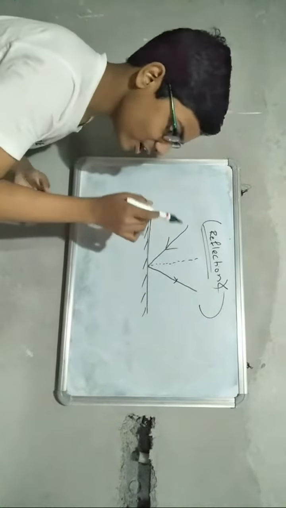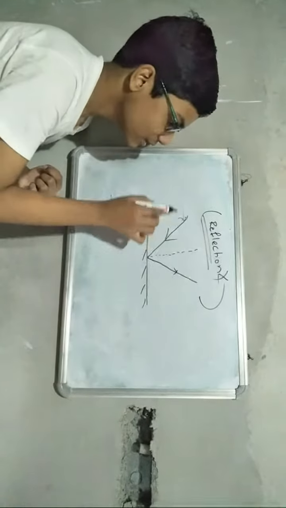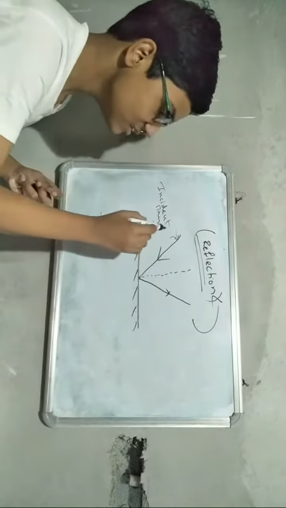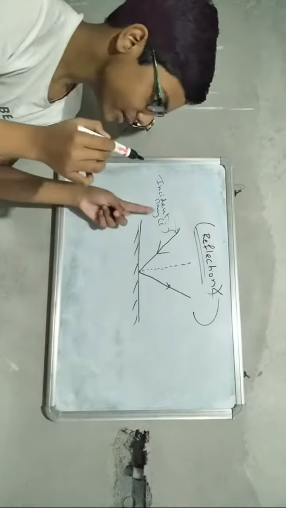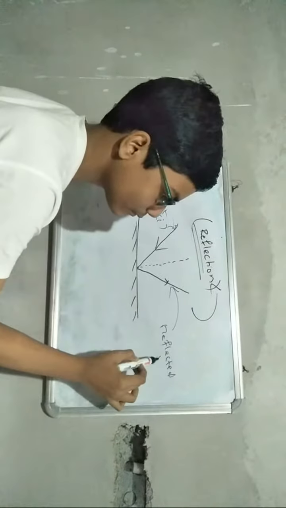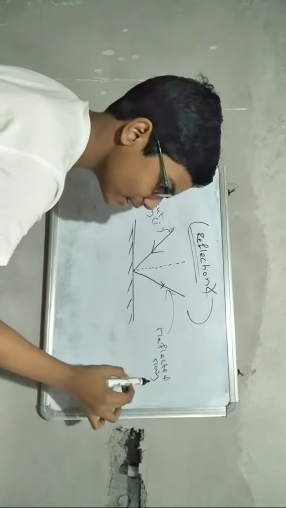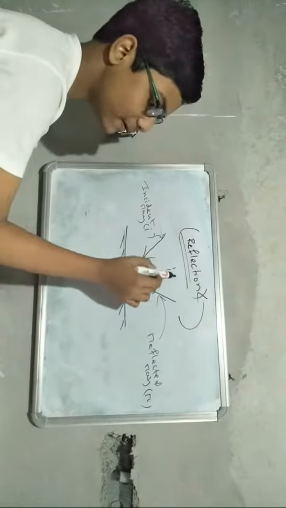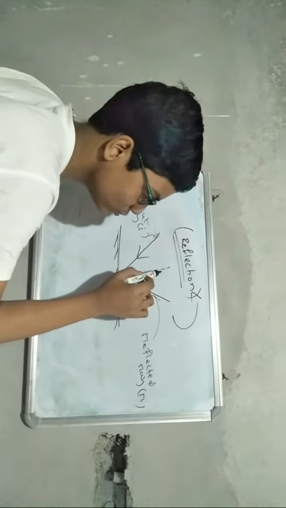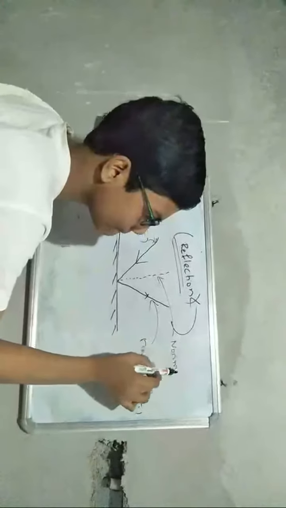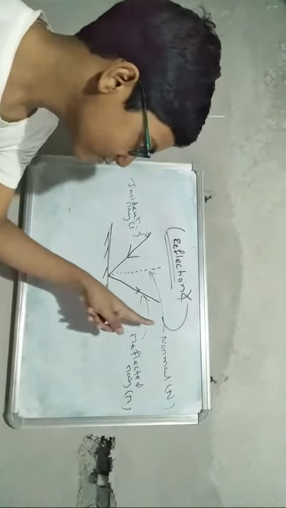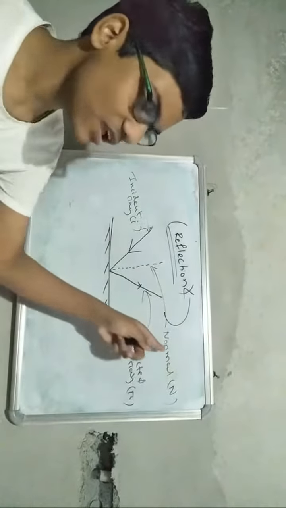The ray that falls on the surface, on the plane mirror, is known as the incident ray, and it is denoted by I. The ray that reflects is known as the reflected ray, and it is denoted by R. And this perpendicular line from the surface is known as the normal, denoted by N. The incident ray falls on the surface, the reflected ray reflects from the surface, and the perpendicular line is known as the normal.